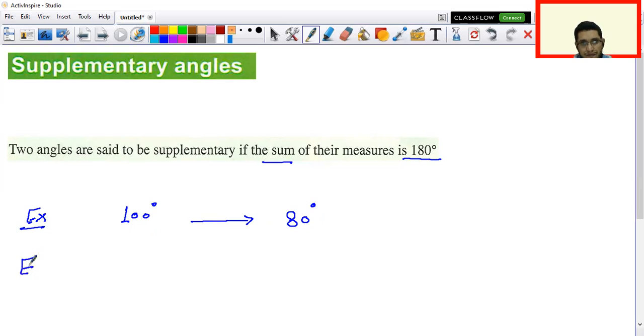Another example, I have an angle of 150 degrees. Therefore, the supplementary of this angle is 30 degrees. This is the meaning of supplementary angles. Again, two angles are said to be supplementary if the sum of their measures is 180 degrees. This is the third concept.